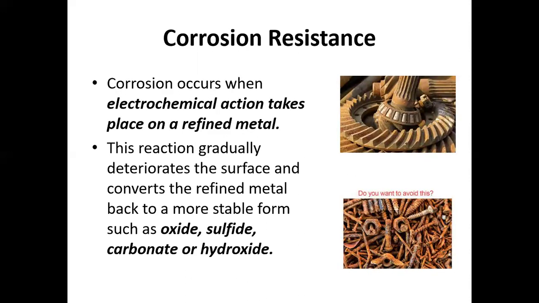Corrosion resistance follows through. Corrosion occurs when electrochemical reactions take place on a refined metal. This reaction gradually deteriorates the surface and converts the refined metal back to a more stable form such as oxide, sulfide, carbonate, or hydroxide. So again, just like the anti-corrosion additive that we discussed in the earlier video, the main goal of corrosion resistance is simply to reduce the incidence of corrosion on our metal surfaces.